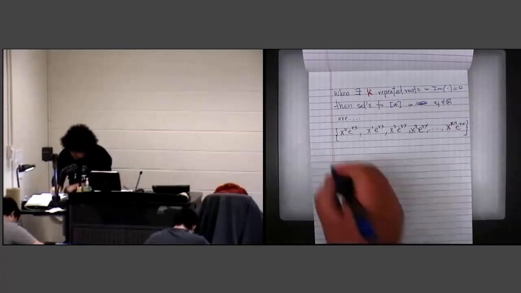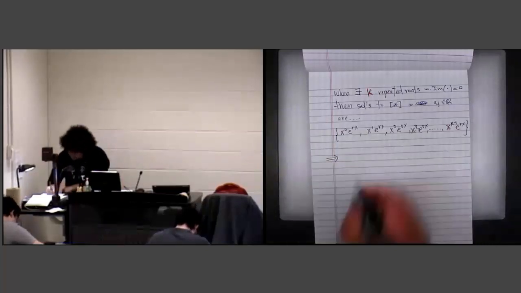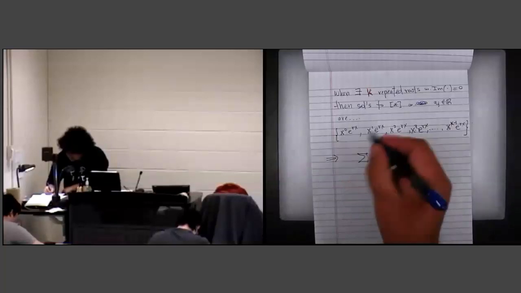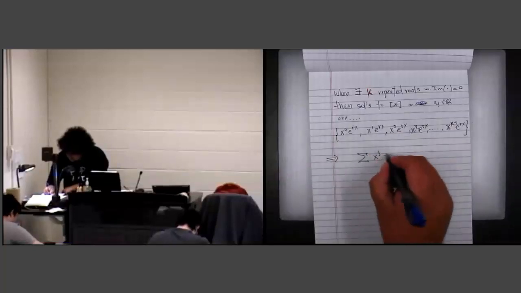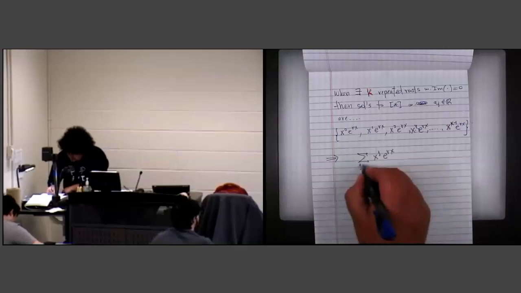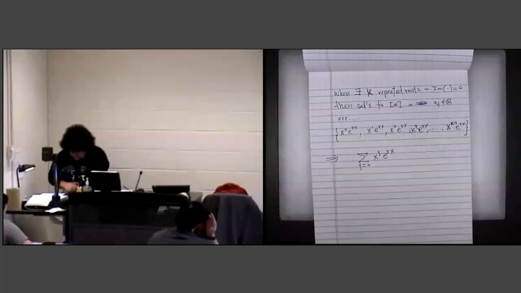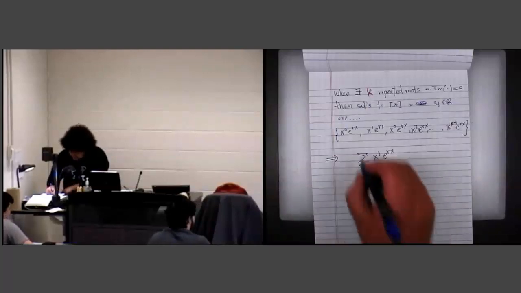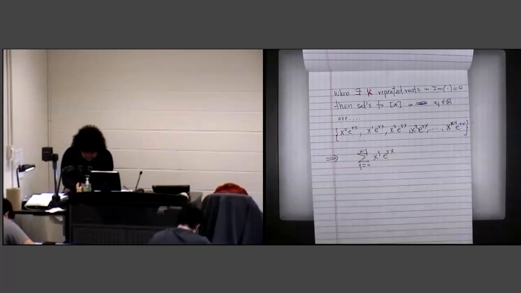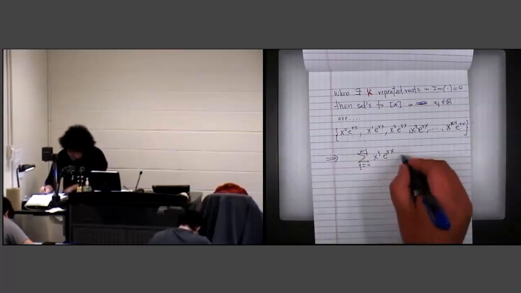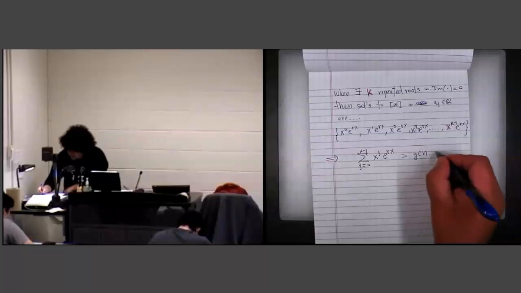And the linear combination of these things, x to the j e to the rx, when j goes from 0 to k minus 1, is considered the general solution.